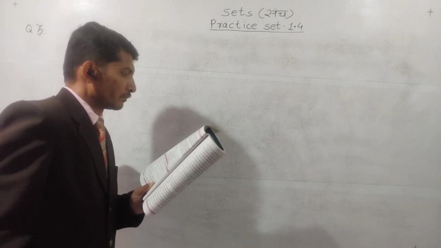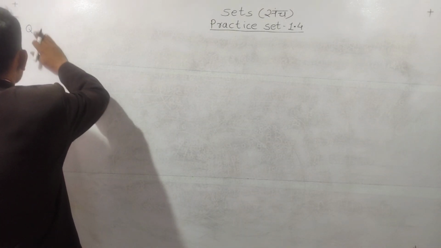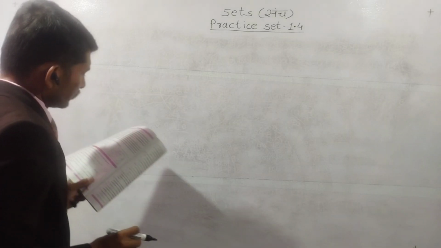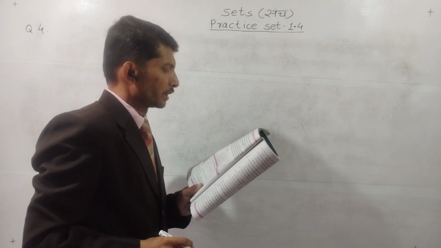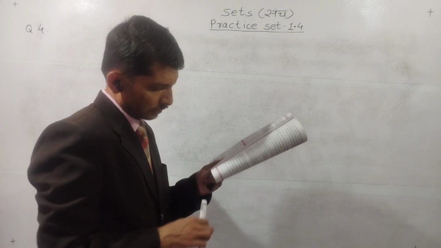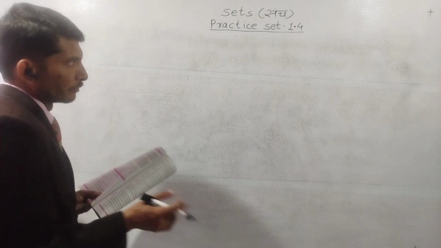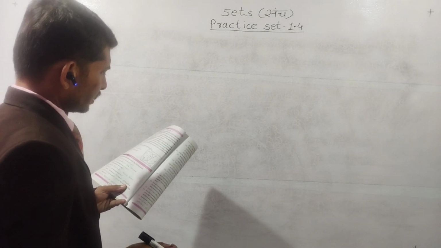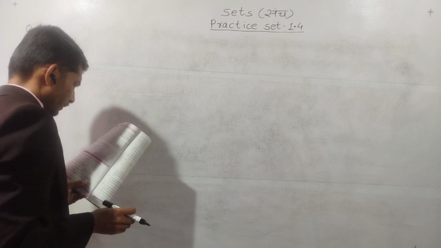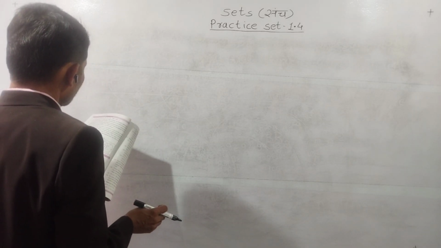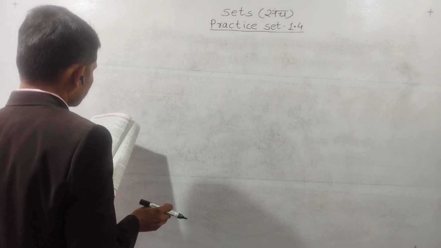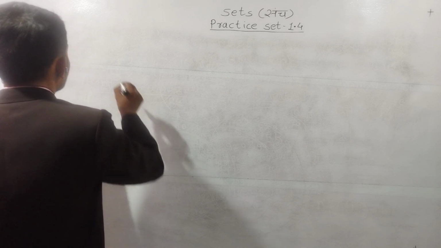Now see the fourth question, number 4. The question is very big, of about 6 lines. So I will not write the question here. It will take lots of space on our whiteboard. So I will write it in a very short way. A survey was conducted to know the hobby of 220 students of class X.